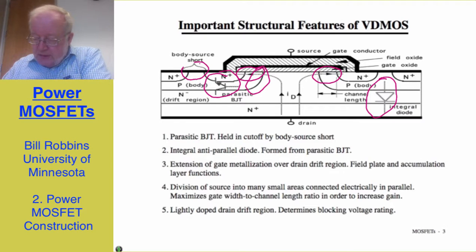Finally, the thickness of the drift region from here to here is set by the required breakdown voltage that we want to have for this particular device, and the doping level in the drift region is set also by the breakdown voltage considerations.